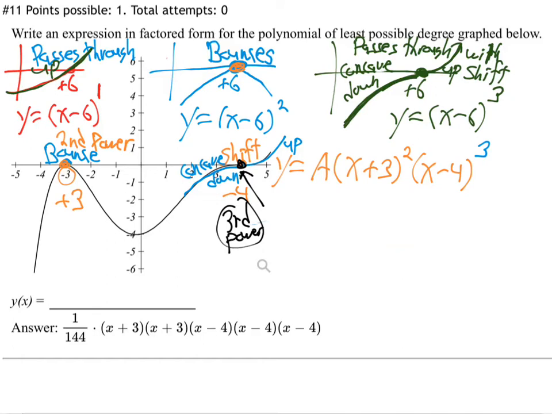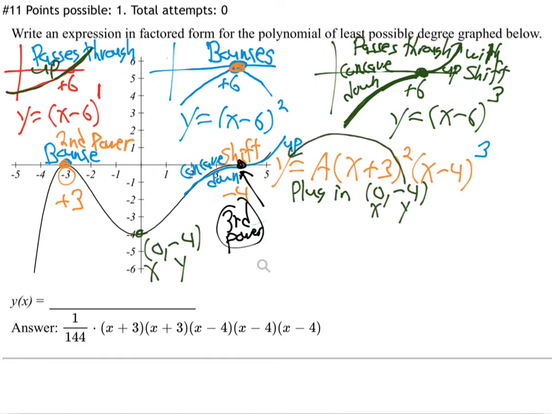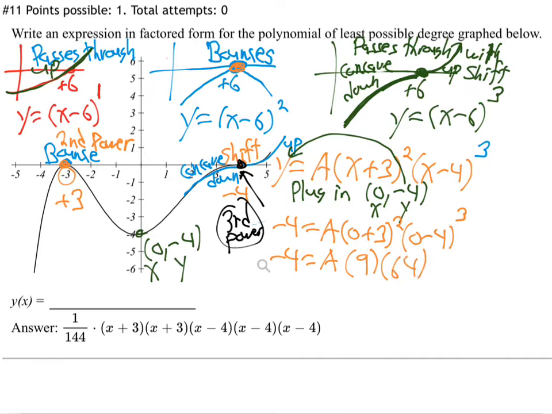Now we have to solve this equation for a. And you know what we do? We plug in the y-intercept, right? Over 0, down 4, x, y. Plug in 0, -4. This is x, this is y. So plug in y right there. So we get, what do we get? -4 is a, and x is 0. 0 plus 3 squared, 0 minus 4 cubed. A times, this would be 9. -4 cubed, -64.